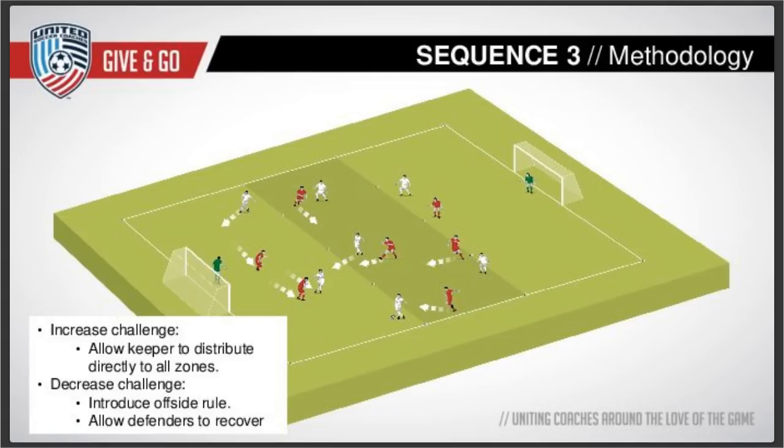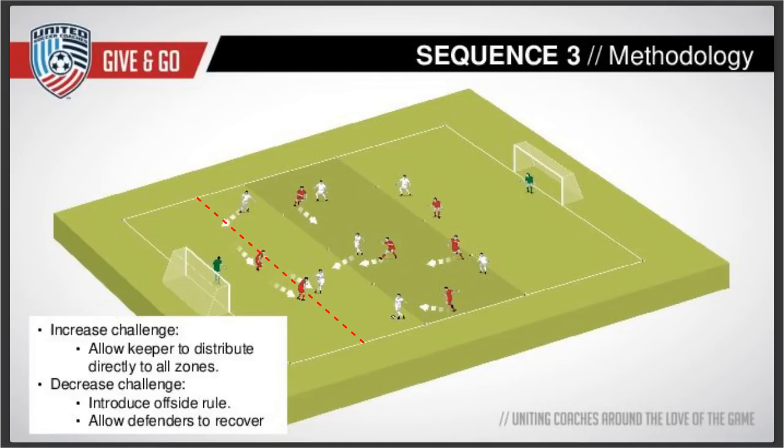Just a couple of methodological things to mention here. You can see them in the text. Because this is a defensive focus activity, we can make it more difficult or less difficult based on a few manipulations. One way to make this activity more difficult for the attacking team is to allow the goalkeeper to distribute into the middle and end zones directly. That's one way.